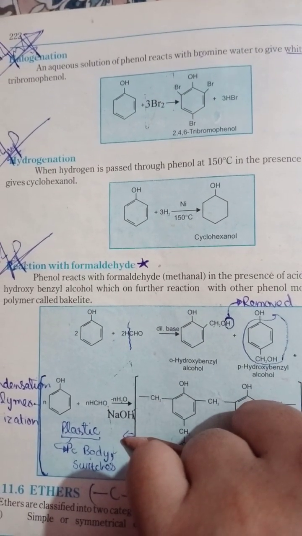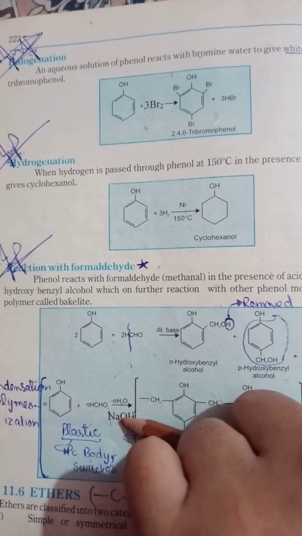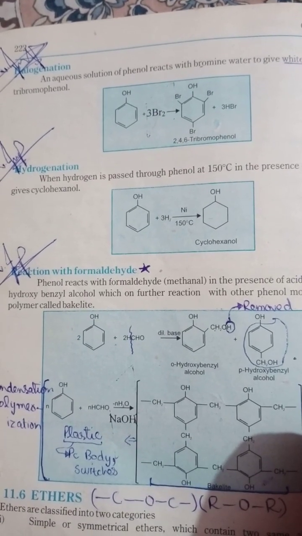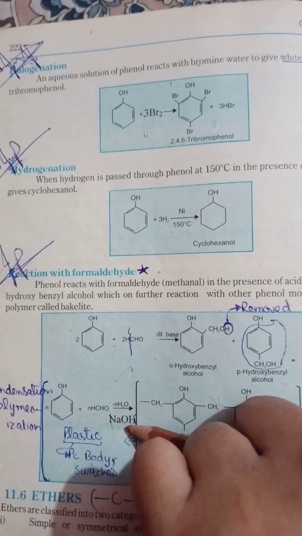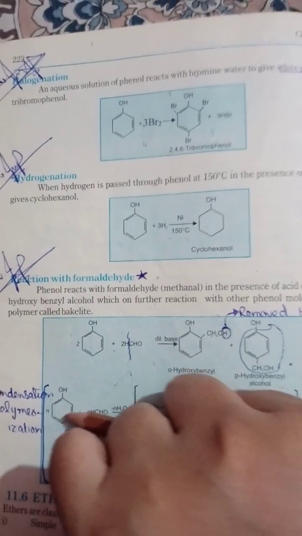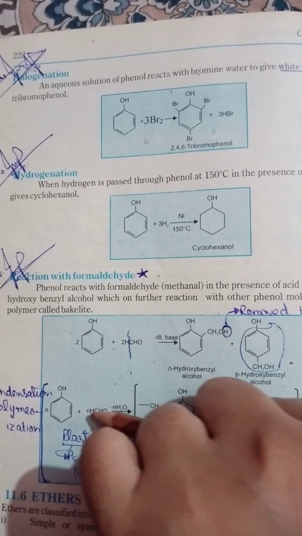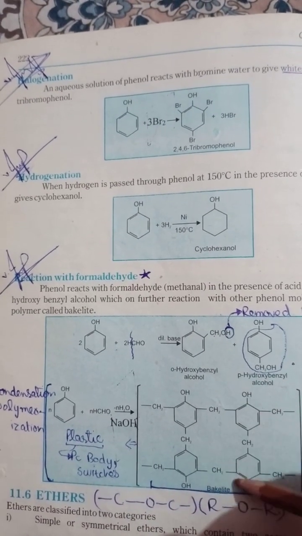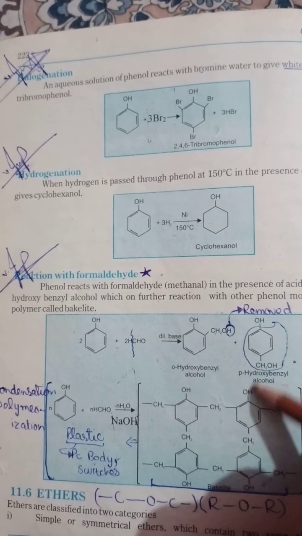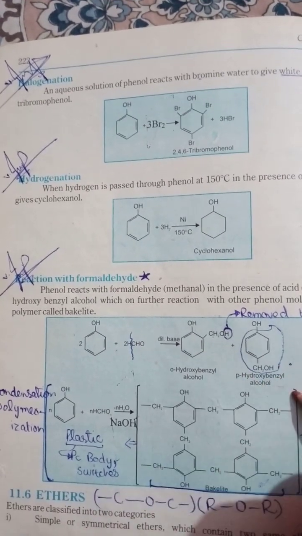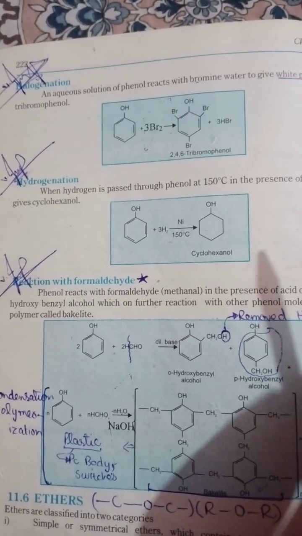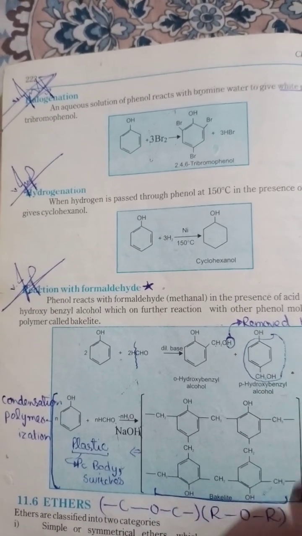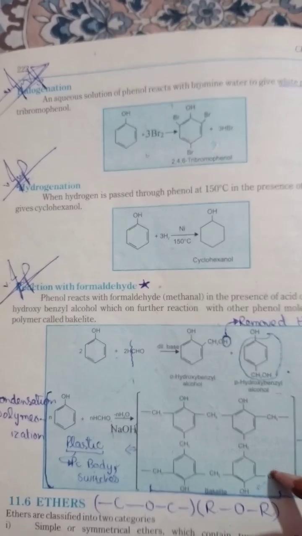But when it reacts in the presence of concentrated... I think that reaction also occurs in acidic and basic conditions. Whenever n molecules of phenol react with n molecules of formaldehyde, it will convert into bakelite, because in this reaction water is produced; the water will be removed, and this polymerizes. That polymer, named bakelite, will be produced.